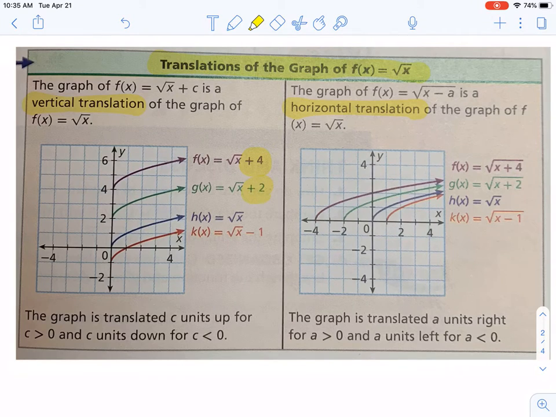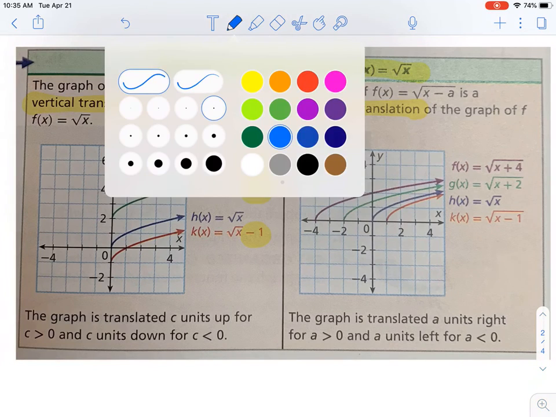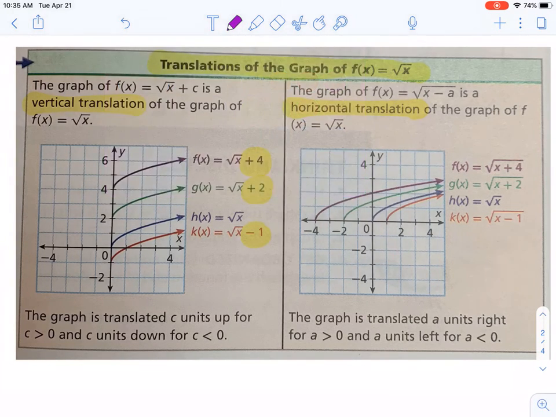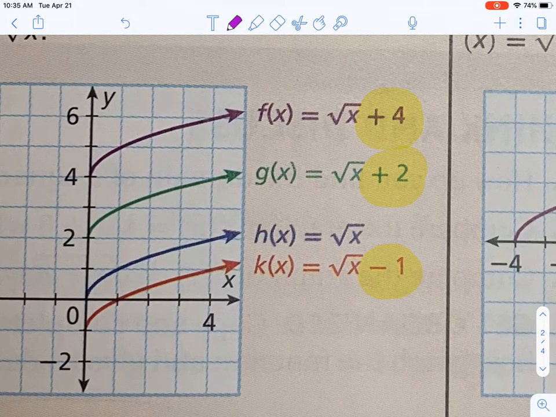So first of all, let's take a look at the vertical translations. Notice that the constant is being added or subtracted outside of the square root, and that's going to shift directly as it corresponds to that number. So for example, I'll try to match the colors here. This looks like purple. I'm adding 4, so I'm shifting this up 4. So I'm starting at 4, and then I'm continuing on to mirror exactly what the original function looked like.